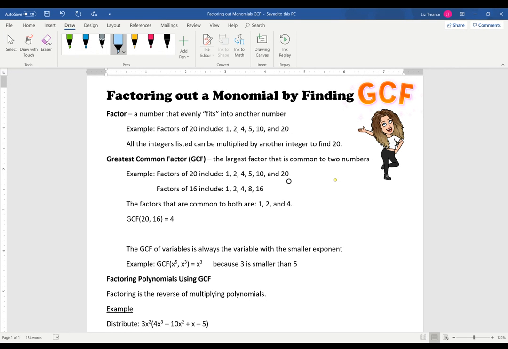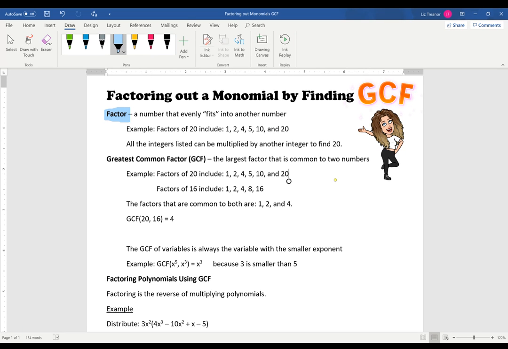You have the word factor, and a factor is just any number that evenly fits into another number. For example, the factors of 20 are 1, 2, 4, 5, 10, and 20. These are factors of 20 because 1 times 20 is 20, 2 times 10 is 20, 4 times 5 is 20. But there are no other numbers that are factors of 20 because they don't multiply to 20.